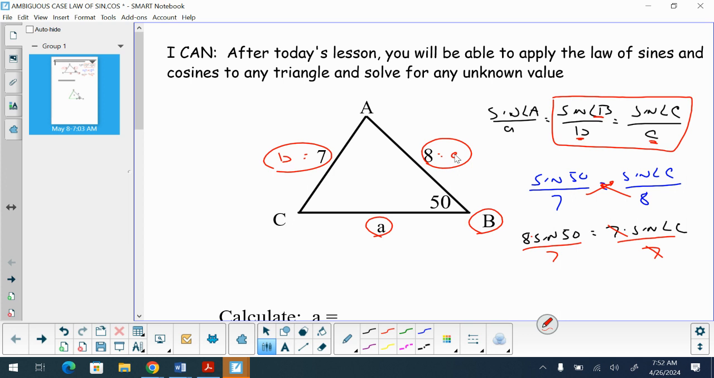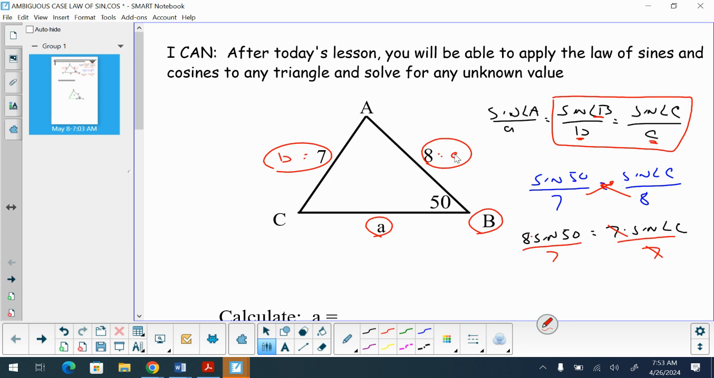So go ahead and click over to the calculator. 8 sine of 50, close the parenthesis, divided by 7. Make sure you close the parenthesis, because if not, you may divide 50 by 7. We want the sine of 50 divided by 7. So make sure you close your parenthesis after the 50 and divide by 7. And what you're going to come up with is hopefully a decimal.